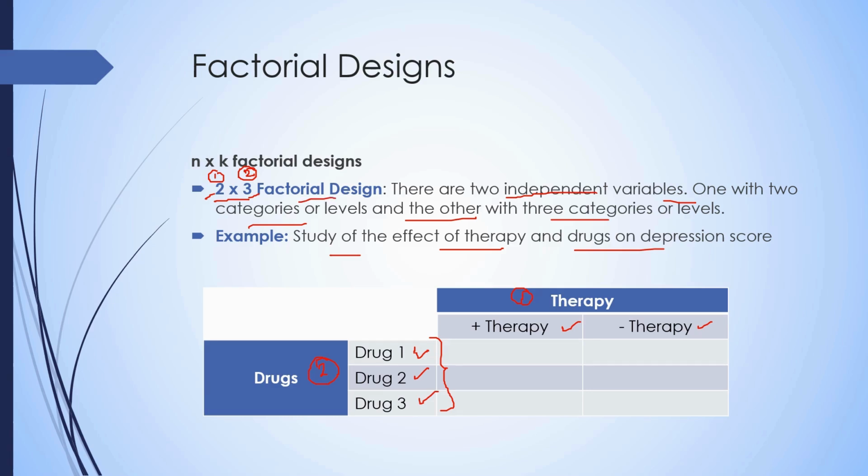So in the examination, if this question comes to demonstrate the types of factorial design, as well as draw this to show the combinations. Like there it would be plus therapy and drug 1. This would be plus therapy and drug 2, plus therapy and drug 3. Here would be minus therapy and drug 1, minus therapy drug 2, minus therapy drug 3. Okay, these are the combinations you will get for this study.